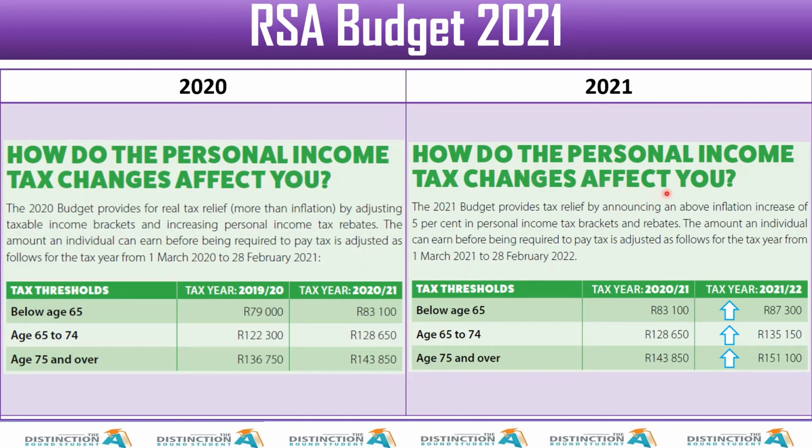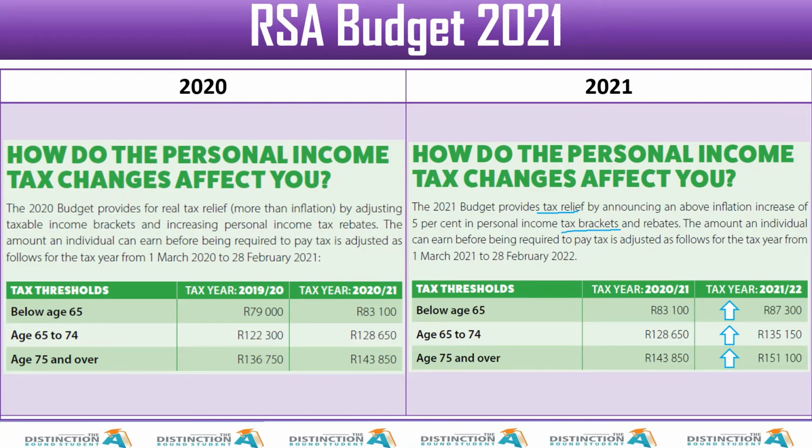How do the personal income tax changes affect you? All right, I'm going to take a bit of time explaining what's going on here. It says the 2021 budget provides tax relief by announcing an above inflation increase of 5% in personal income tax brackets and rebates. Here I'm just going to address tax brackets.